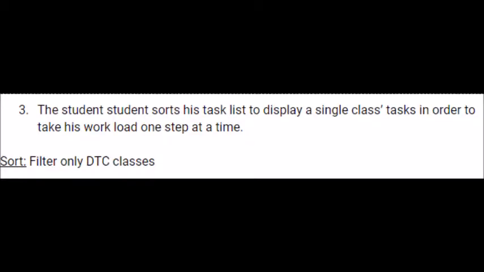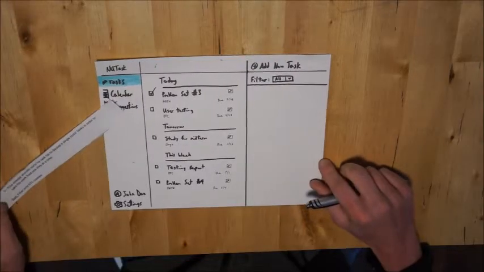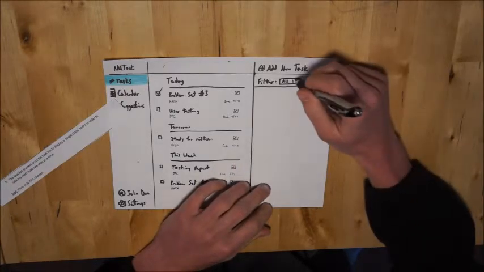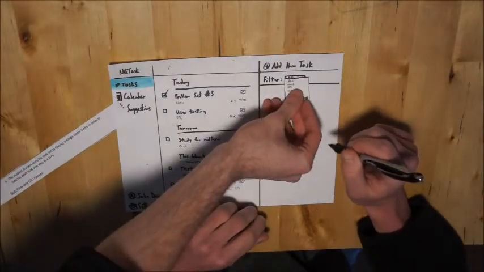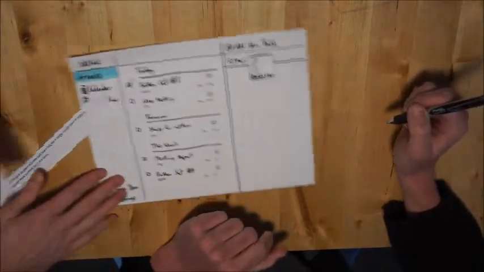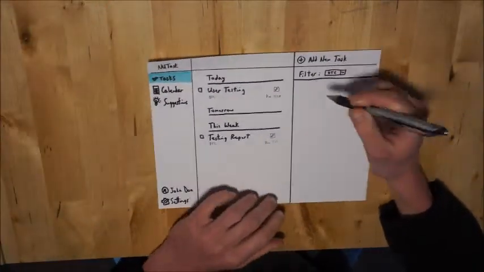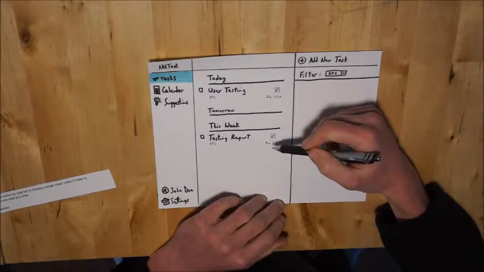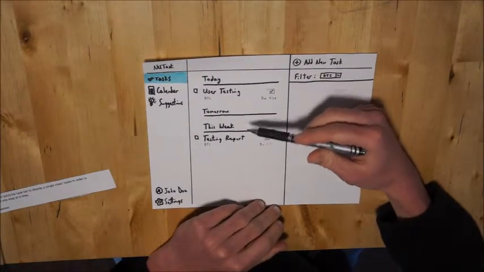The student sorts his task list to display a single class's tasks in order to take his workload one step at a time. Okay, so I'm gonna filter. So I'm gonna hit filter. And then I'm going to click DTC, and then I see all my tasks for DTC by today, tomorrow, this week.